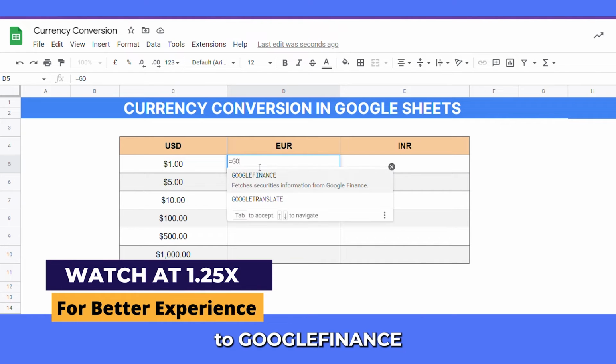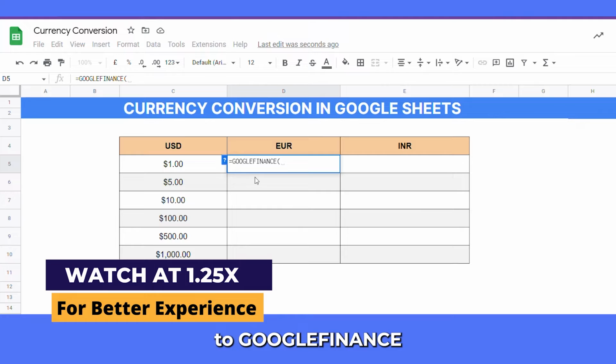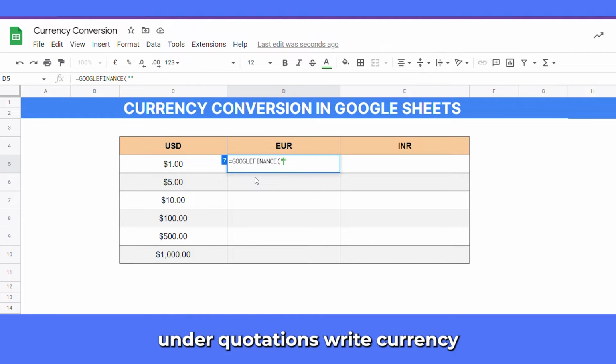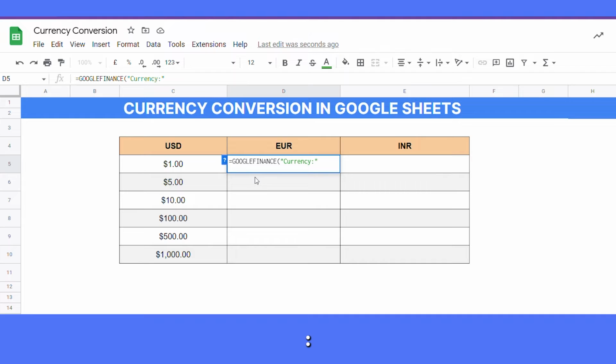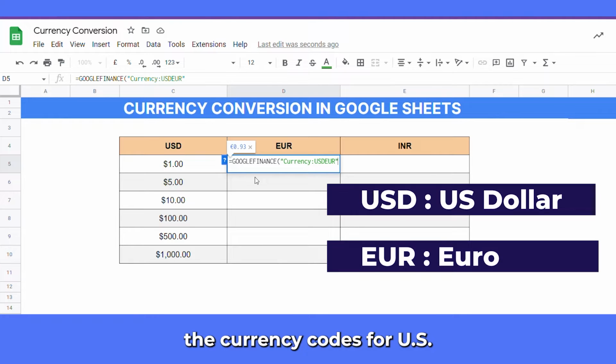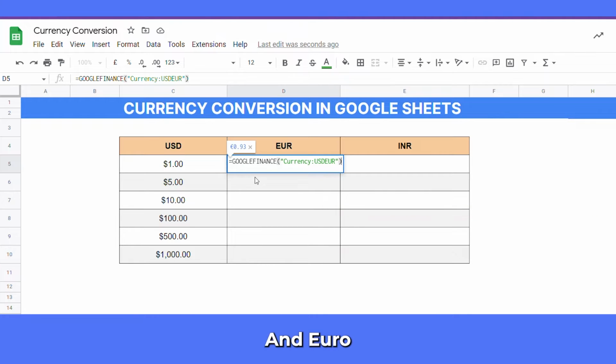Write equals GOOGLEFINANCE. Under quotations write currency colon. So here we need the conversion rate from US dollar to euro. That's why we are using the currency codes for US dollar and euro. You can find the currency codes for any country online. I put the link in the description if you wanna check.